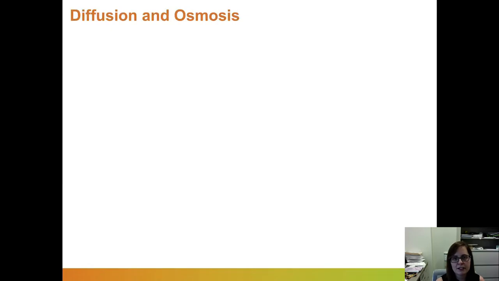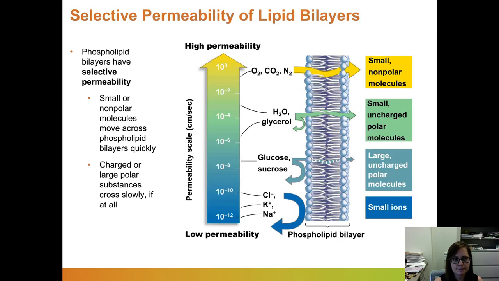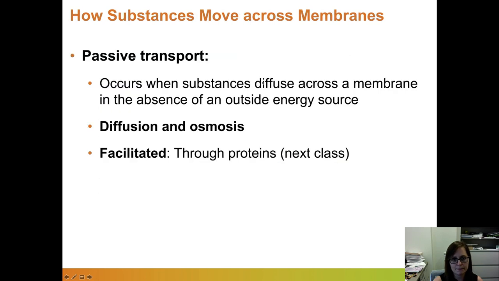So in this video, we're going to be talking about diffusion and osmosis. Plasma membranes, as we talked about, are selectively permeable. Small nonpolar molecules go through the plasma membrane very quickly, followed by water, followed by glucose, right? These are both polar, but water is smaller than glucose. And then ions, which are electrically charged, don't go through the lipid portion of the plasma membrane really at all. And so in this video, we're going to talk about how these small molecules move through the plasma membrane.